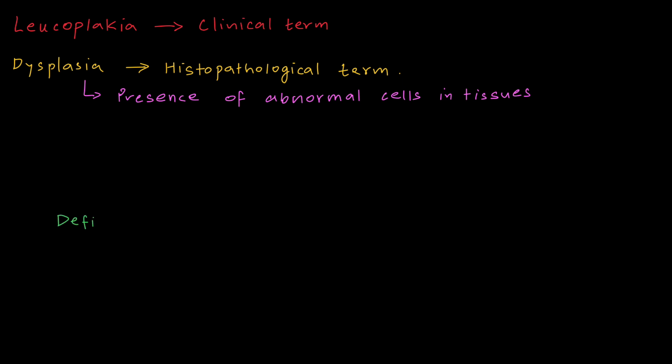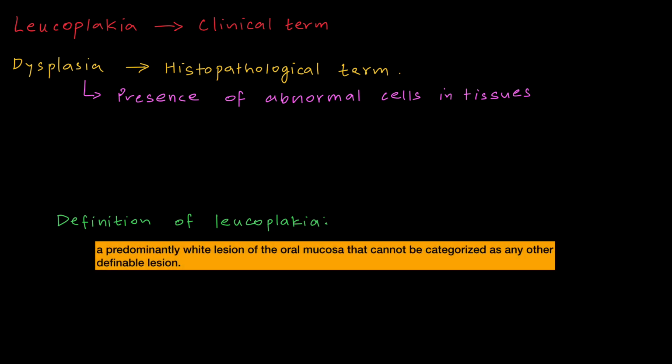Coming to the definition of leukoplakia, the definition has evolved over time. Currently, WHO defines leukoplakia as a predominantly white lesion of the oral mucosa that cannot be categorized as any other definable lesion. The significance of this definition is that before we term a particular lesion as leukoplakia, we must rule out other causes which may cause such a whitish patch. The other causes may be benign and easily treatable, and leukoplakia, on the other hand, is a premalignant lesion and therefore should be taken more seriously.